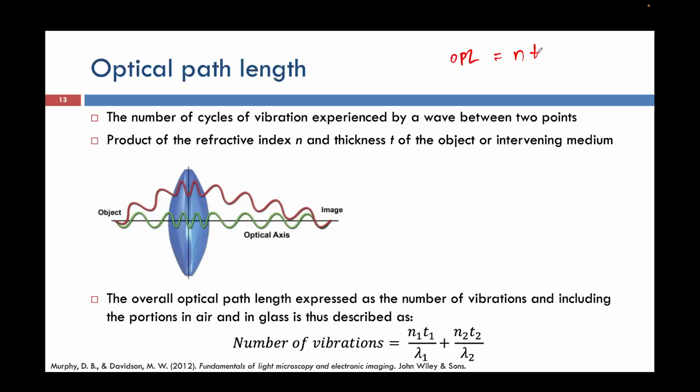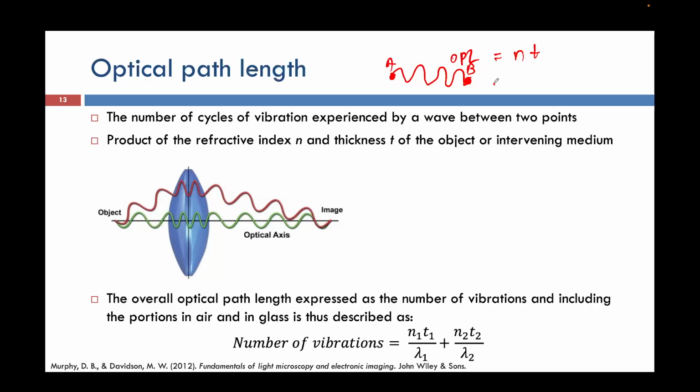Optical path means the number of cycles of vibration experienced by a wave between 2 points. Let's say I am considering these points, one is point A, another one is point B, and now I am considering that light is of wave nature. Let's say my wave is going like this. So how many cycles of vibration has it experienced between 2 points?